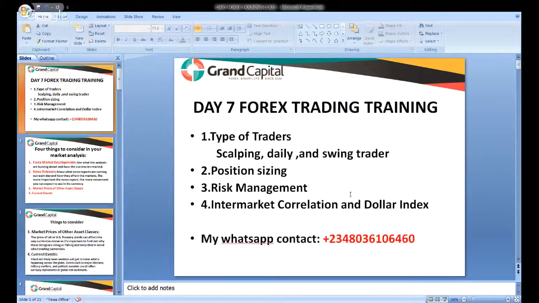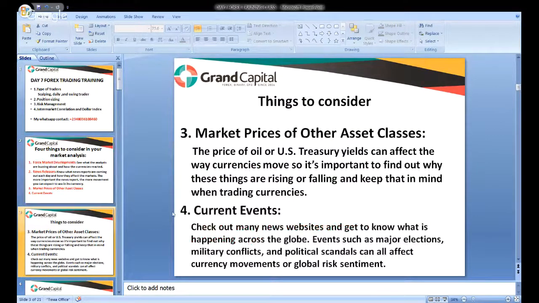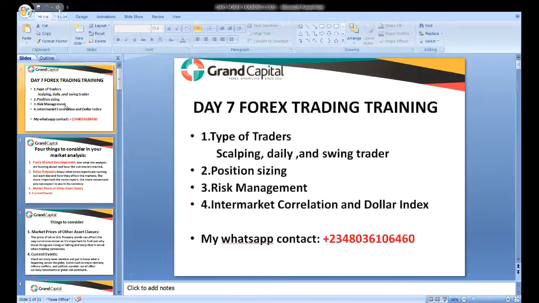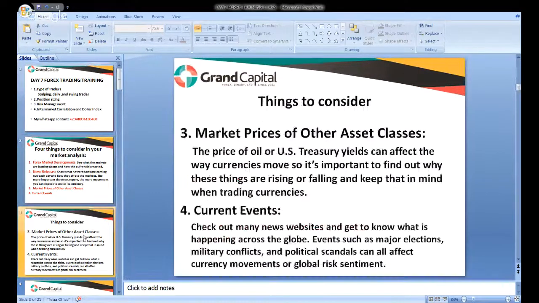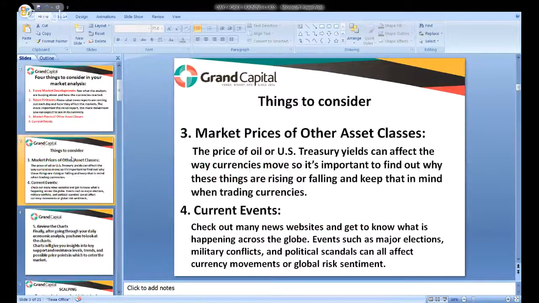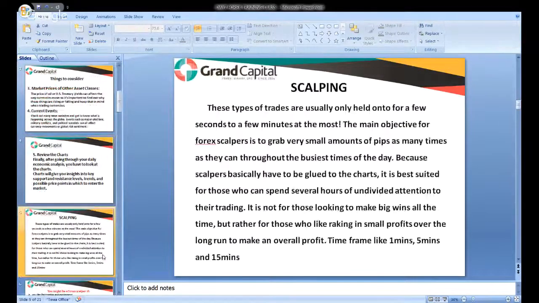We were unable to complete the dollar index today. The dollar index is all about the strength of the dollar against other market currencies. We also talked about things to consider in your market analysis. These are what we have covered today. As I've said, we will schedule a time to cover those areas we have not been able to cover in this part of the training.